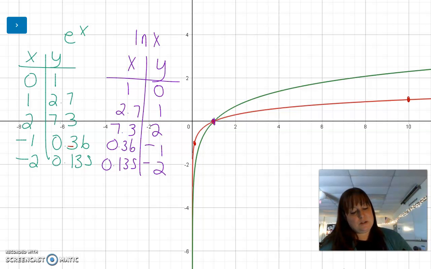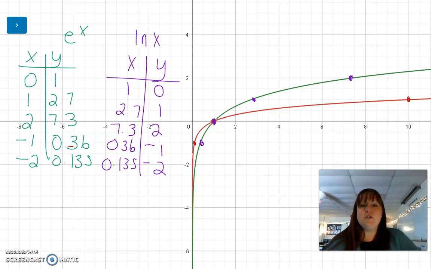Put in 1, get out 0, put in 2.7, I get out 1, that is right about there. Put in 7.3, I get out 2, yep, right about there. And when I put in 0.36, I get out negative 1. That's right about there. And so you just see that, again, it's still approaching the asymptote of x equals 0. All of these logs are going to have an asymptote at x equals 0 unless they're shifted. And see that they all share a common point right here.